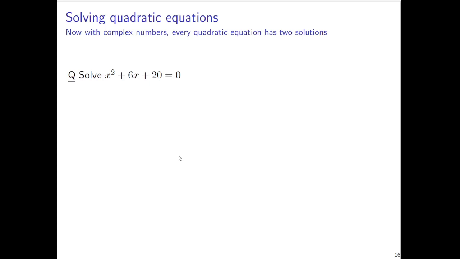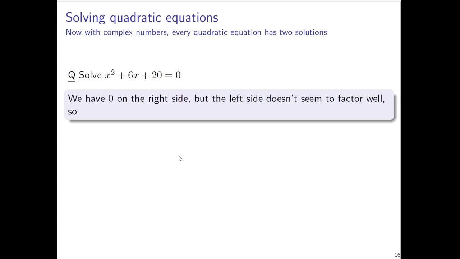Let's do another one. x squared plus 6x plus 20 equals 0. This one, you know what? We do have a 0 on the right side, but the left side doesn't seem to factor all that nicely. So let's complete the square. Subtract 20 on both sides.